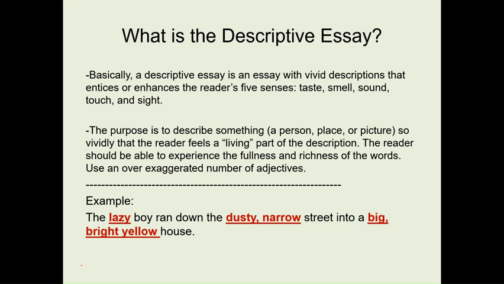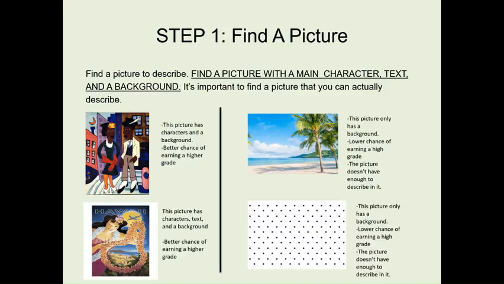Okay. So if you look at this example here, before, this sentence basically said the boy ran down the street into a house. But if you want to make it more descriptive, you have to use descriptive words or adjectives. And so now it's the lazy, what kind of boy? Lazy boy ran down the what kind of street? Dusty, narrow street into what kind of house? Big, bright house. Okay. So you have to describe everything in detail and great, almost over exaggerated details.